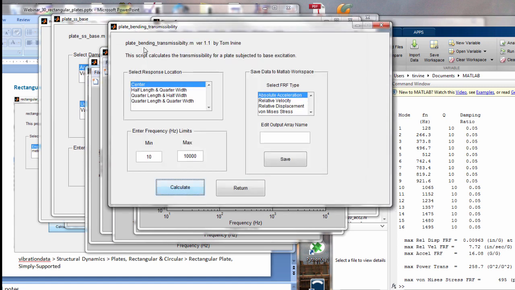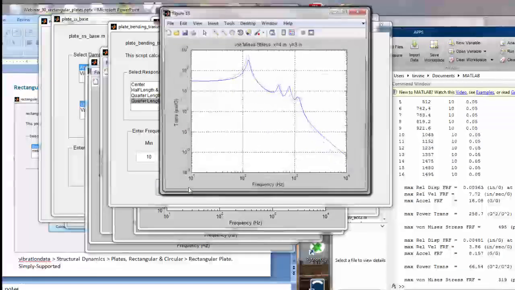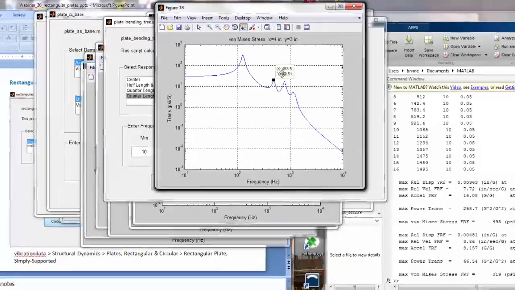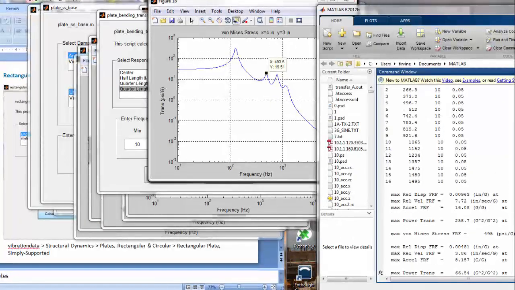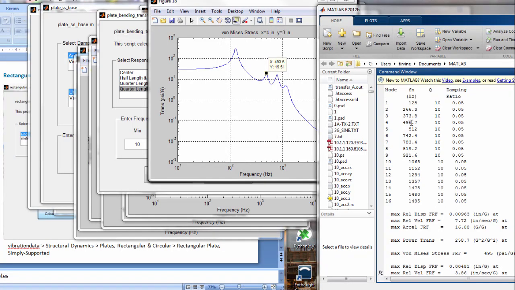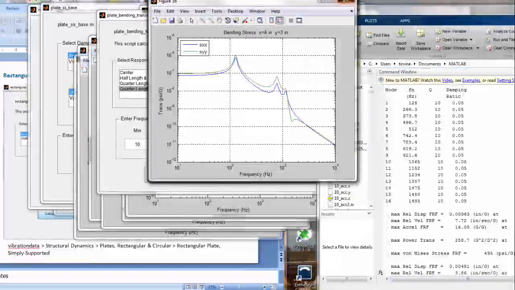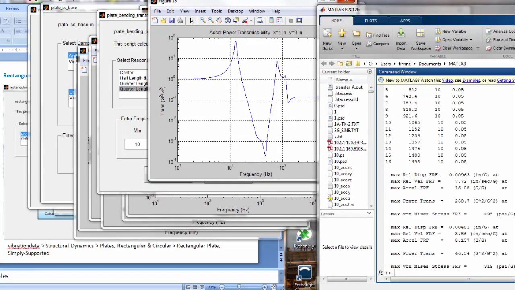But if we go to a different location on that plate, let's do a quarter length, quarter width, and see how the transmissibility changes there. Here we do see the 493 mode appearing, and it's listed nominally as 496.7, but due to the effect of damping, there's a slight decrease in the actual modal frequency. Actually, I want to go back to the center location. That was just a little side trip, and I think what I'll do is a close all, just because I get too many plots up there.